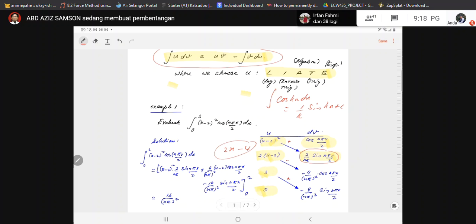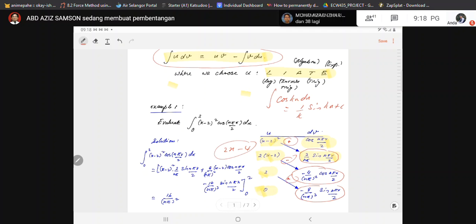And we integrate this once again. So we have minus 4 over n pi squared cos n pi x over 2. Then in this line here, we have minus 8 over n pi cubed sine n pi x over 2. Then the next part is to have alternating plus and minus signs, so it will be plus there, minus and plus.